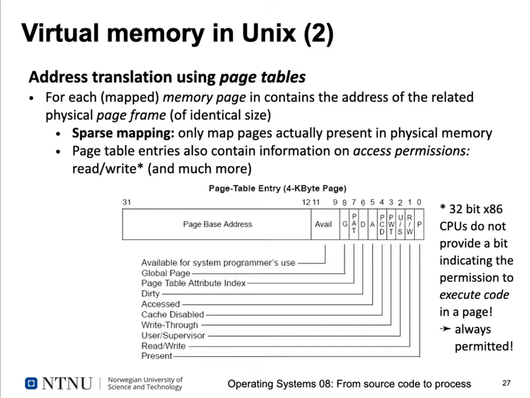What you may miss here is a bit indicating an execute permission. In fact, 32-bit x86 CPUs, like the one shown here, do not provide a bit indicating execute permissions. So this means executing code is always permitted, which is a significant security problem. This was changed in the 64-bit versions of x86 and, of course, in all other contemporary processors.